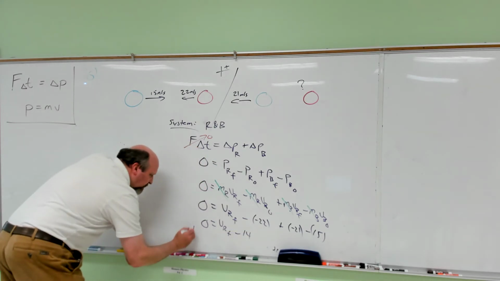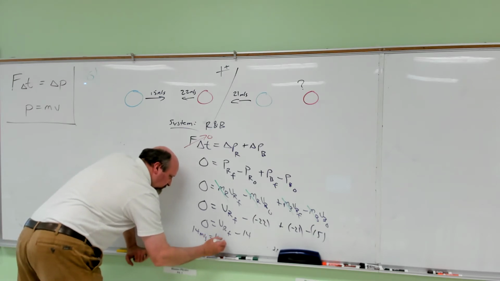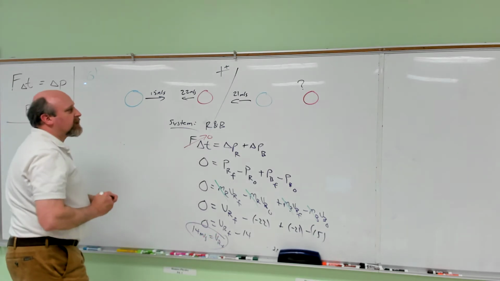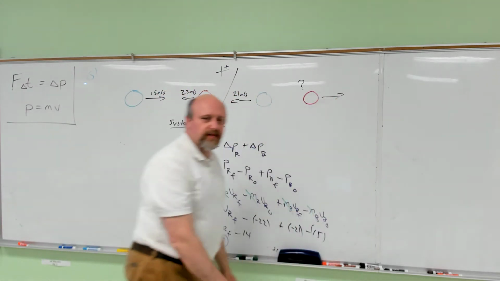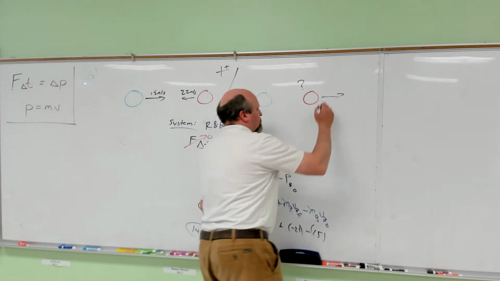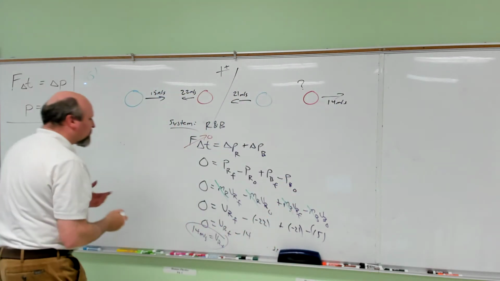Look at the other side. 14 meters per second is the final velocity of that red ball. So it is going to be going in the positive direction. It's going to be going to the right. That's what it looks like at 14 meters per second. Ta-da! All right, so that's part A solved.